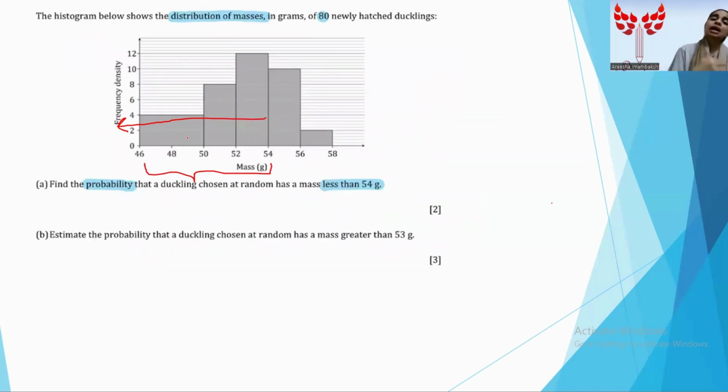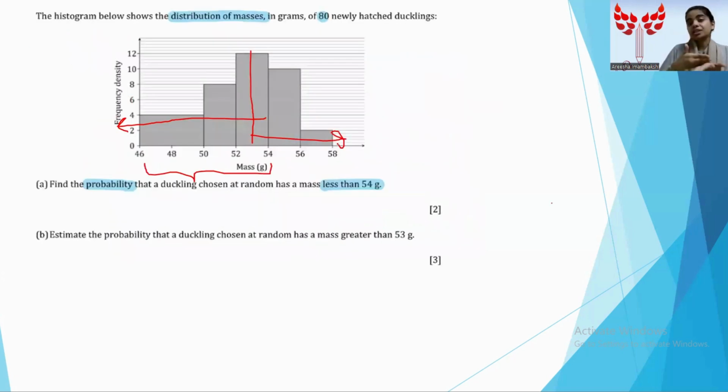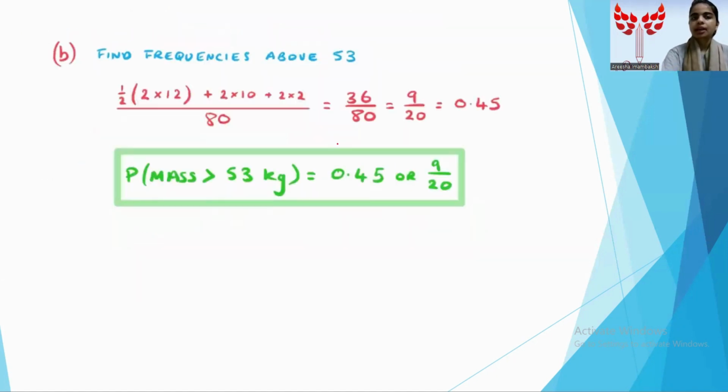Now finding frequencies above 53 grams, right? A duckling chosen at random has a mass greater than 53. Now, this is this part, right? So this time you're taking 2 times 12, or what you can do is 1 times 12, because the class width is 54 minus 53. So 2 times 12 divided by 2, plus 2 times 10, plus 2 times 2. You do that and then you'll get the answer. You're again adding because this is an OR situation, right?